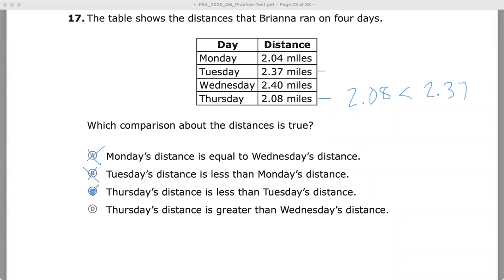And just to check what D says: Thursday is greater than Wednesday. So let's check that out. Thursday is 2.08 and Wednesday is 2.4. And that is not true. 0.8 is not greater than 4.0.